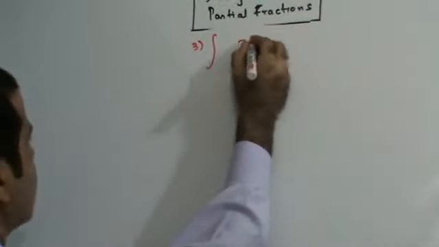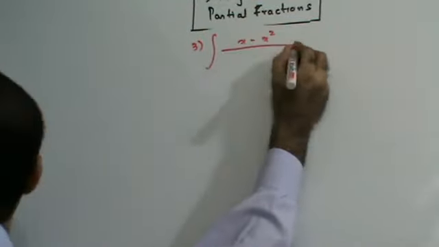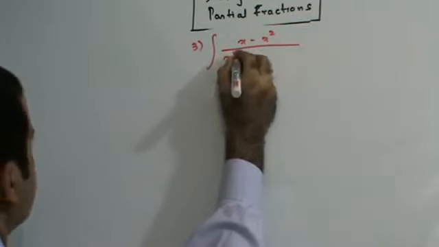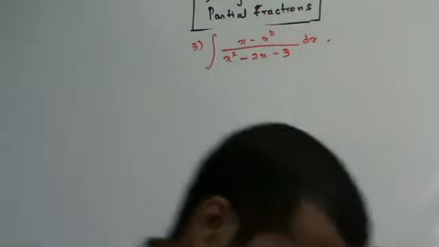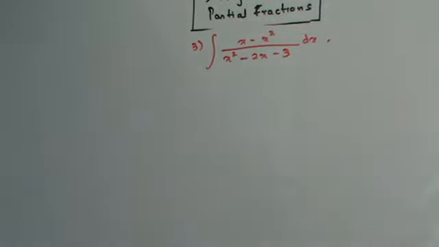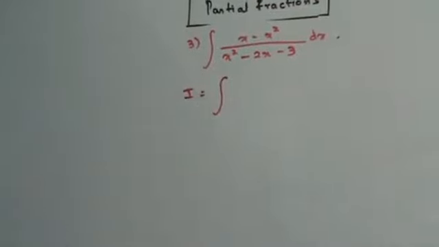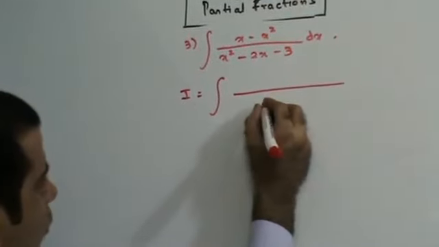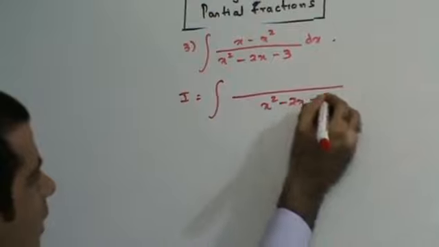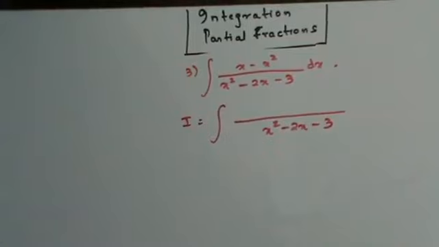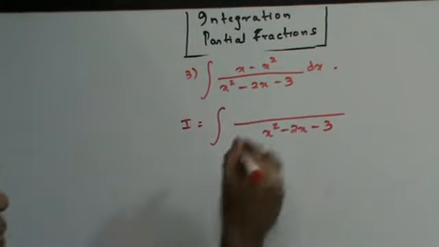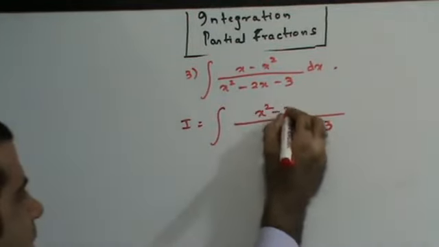Integral of x minus x square upon x square minus 2x minus 3 dx. The degree of polynomial is same in the numerator and denominator. When the degree of polynomial is same in the numerator and denominator, you have to introduce the denominator in the numerator. First, I write the denominator as it is. Introduce the denominator in the numerator. So write the denominator as it is in the numerator.